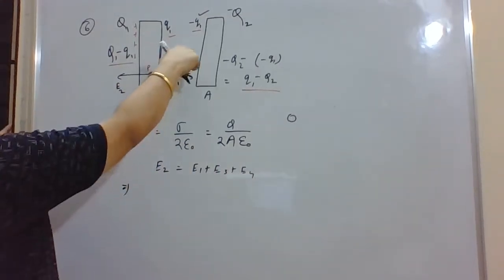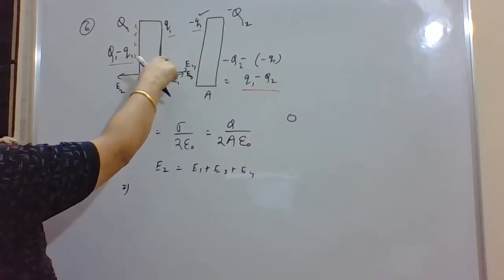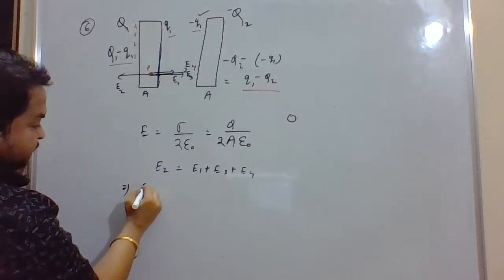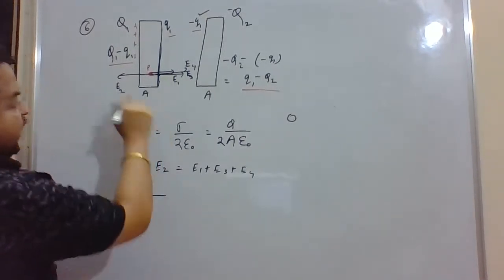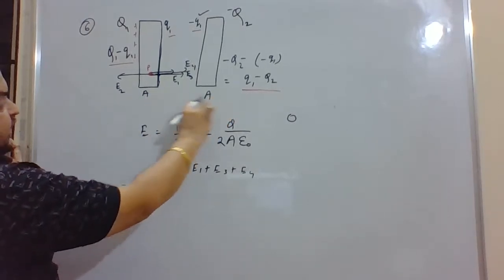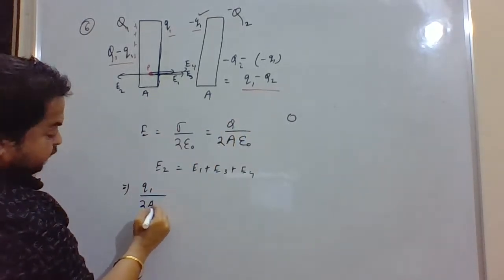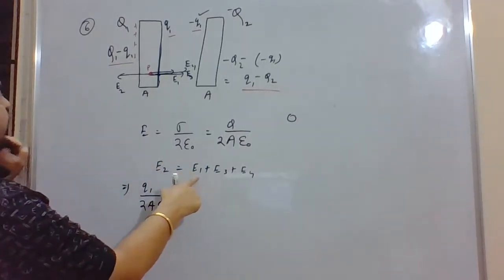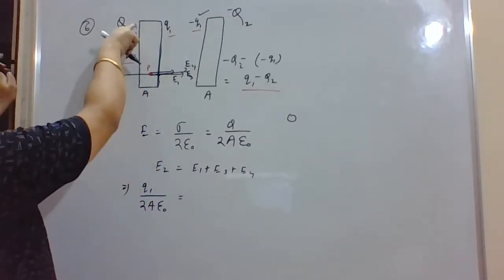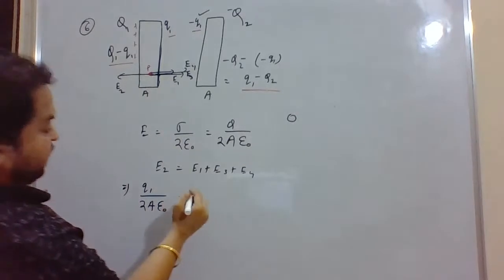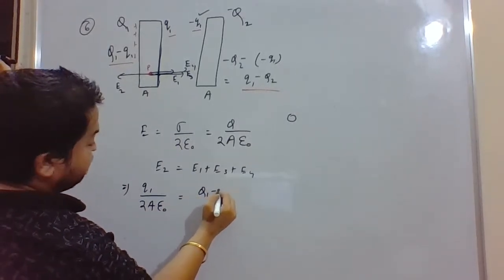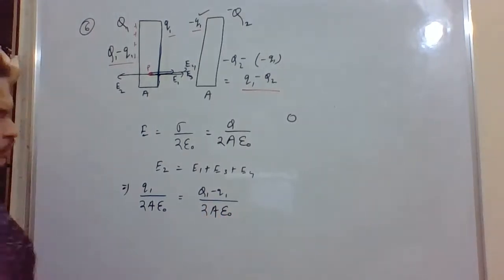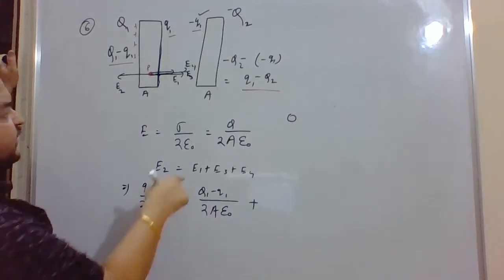So E2 was your electric field intensity due to charge q1, so that is nothing but q1 by 2a epsilon naught. And that's why, if you see, we have taken the area of everything as q1 by 2a epsilon naught, that must be equal to E1, the electric field intensity due to this charge. So here the charge was nothing but how much? Capital Q1 minus small q1 by 2a epsilon naught plus what was the value of E3?